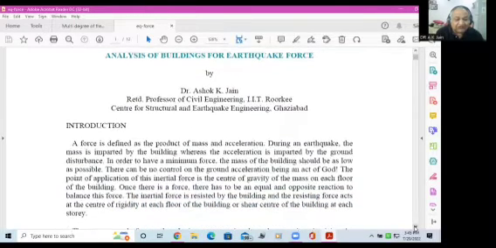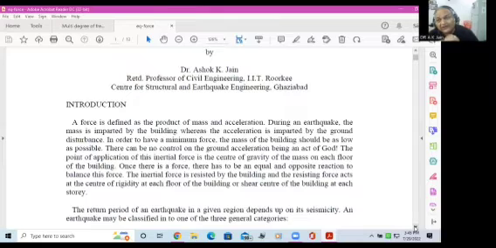Now, as far as the force is concerned, in physics it is defined as the product of mass and acceleration. During an earthquake, the mass is imparted by the building, whereas the acceleration is imparted by the ground disturbance. What it means is, once you decide the various sizes of beams, columns, walls, etc., the mass of the building is fixed, because sizes are fixed, material is fixed, density is fixed, therefore mass is fixed.